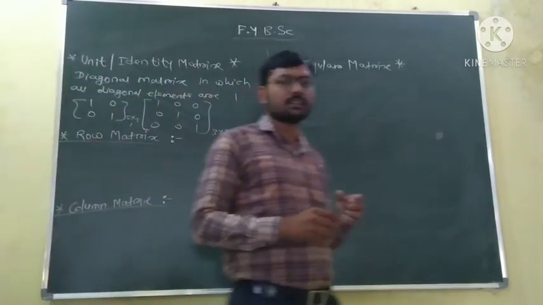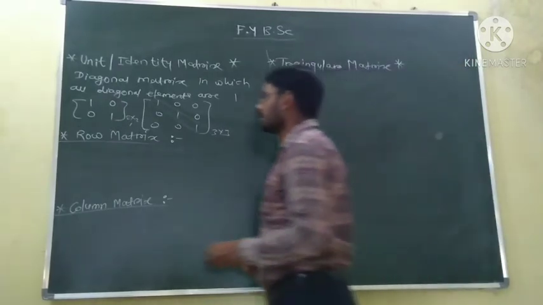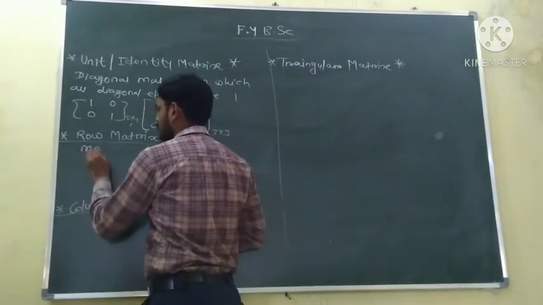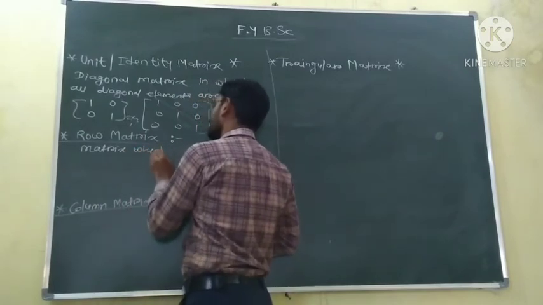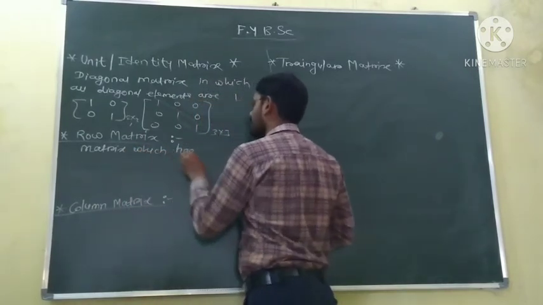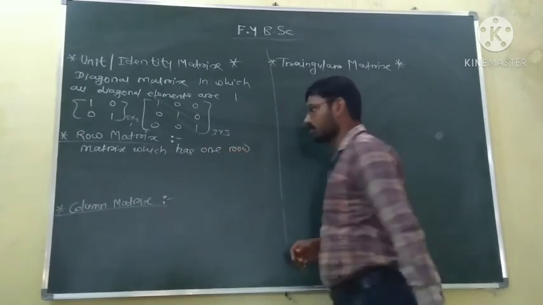So the row matrix is a matrix which has one row.